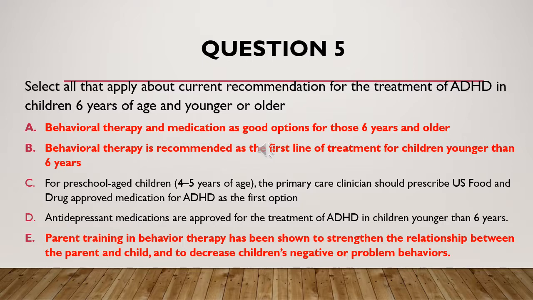The answer here is A, B, and E. Behavior therapy and medication are good options for those 6 years and older. Behavior therapy is recommended as the first line of treatment for children younger than 6 years. Most of the medications that can be used in children must be used in age 6 and older. Therefore, preschool-aged children should not be prescribed medications for ADHD as the first option. Parent training and behavior therapy has been shown to strengthen the relationship between the parent and child and to decrease children's negative or problem behaviors.